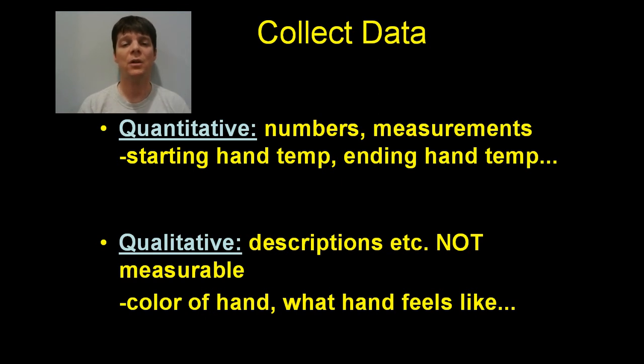Qualitative observations are descriptive. They do not include numbers, so they're not measurements. Examples of qualitative data might be things like, what is the color of the hand before it's submerged in the ice water? What is the color of the hand after it comes out of the ice water after being submerged for 45 seconds? What does the hand feel like? This is another thing that we can give a good description of: what my hand felt like while it was submerged and immediately after I bring it out of the ice water.